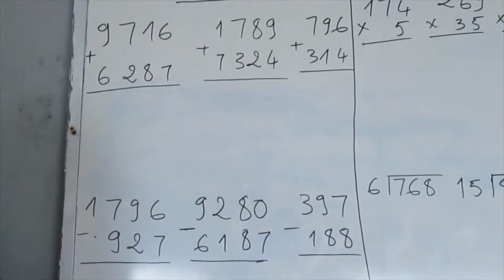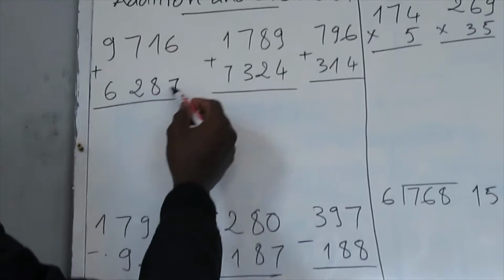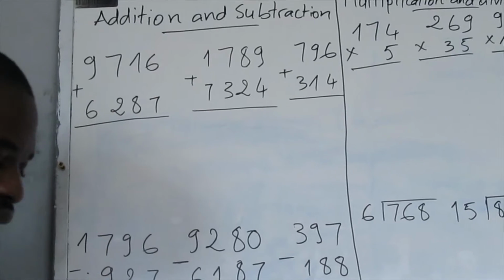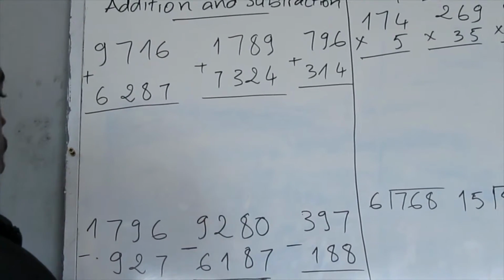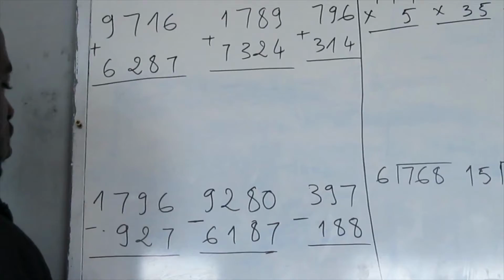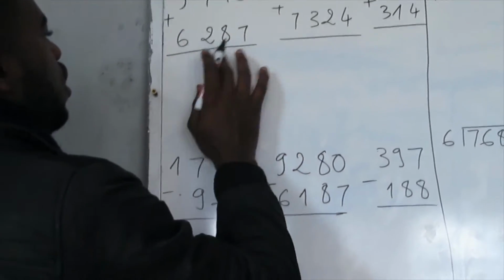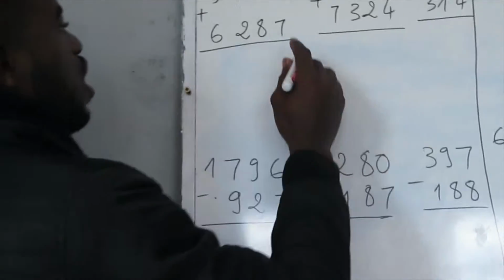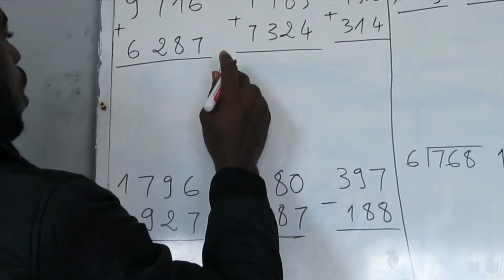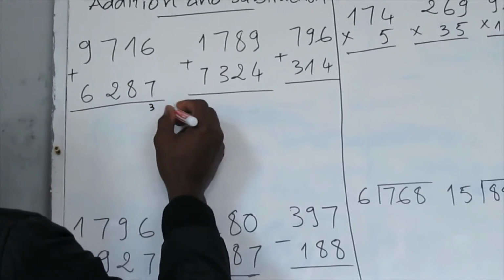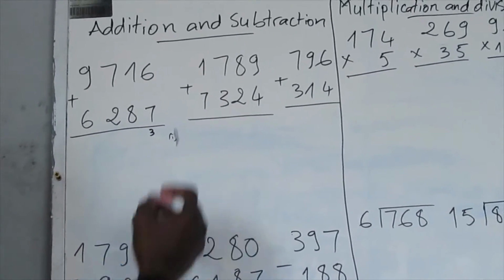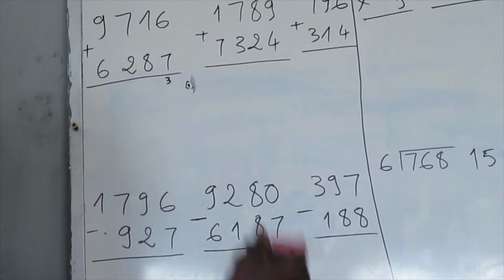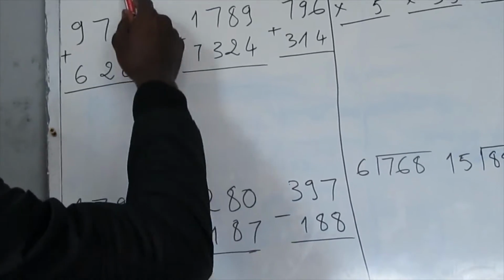So now we start adding 6 plus 7. We know that 6 plus 7 equals 13. But you cannot write all the 13 on this side. You take 3 and you carry 1. You can see my small carry is here. Then you go to the next calculation, the next line that we have.